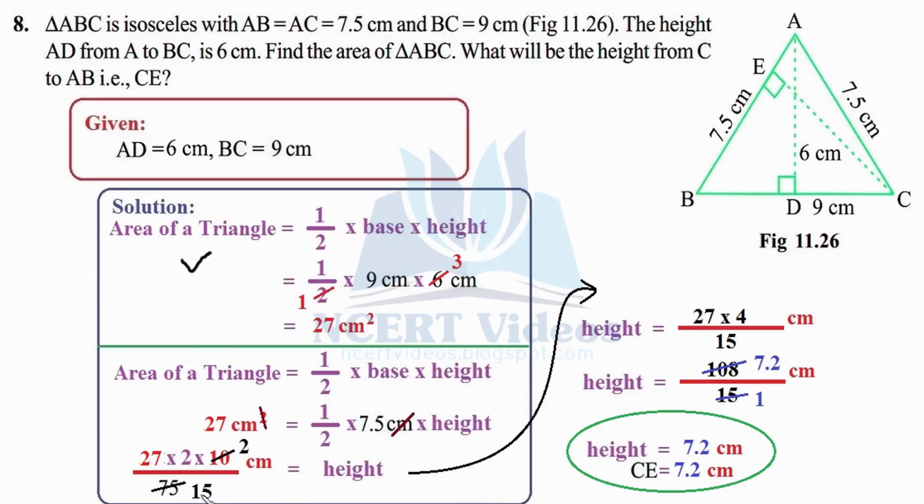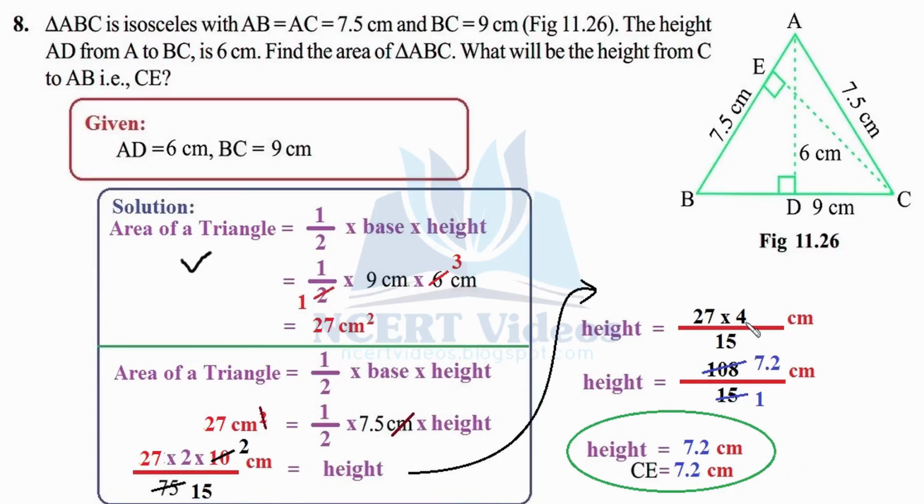Now cancelling opportunity with 5. 5 2s are 10, 5 1s are 5, 2 5, 5 5s are 25, again 15 5s are 75, simple. Now we are swapping it. Weighted sign can be swapped. So height equals, this whole part is written again, 2 2s are 4, 27 into 4, writing it after multiplying, cm as it is, that is centimeter. In the denominator we are left with 15 only.